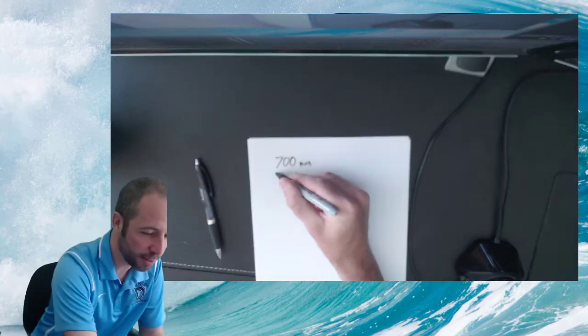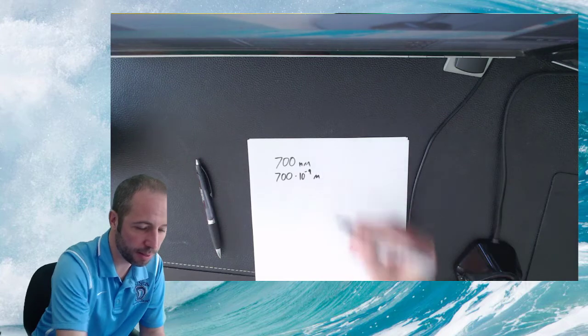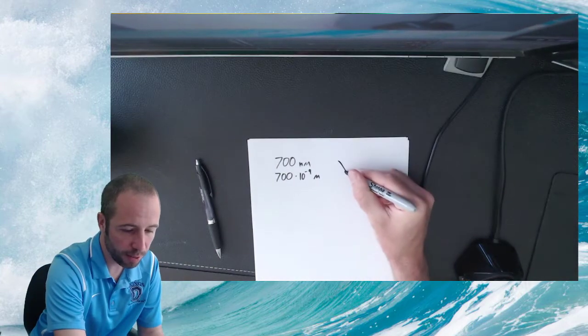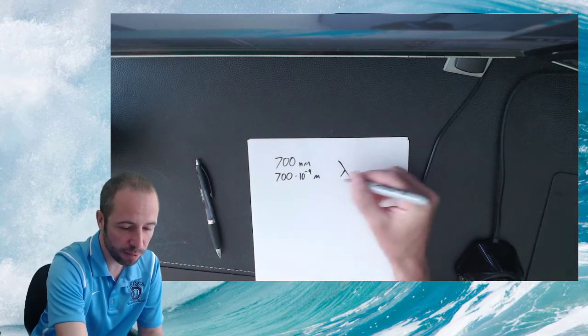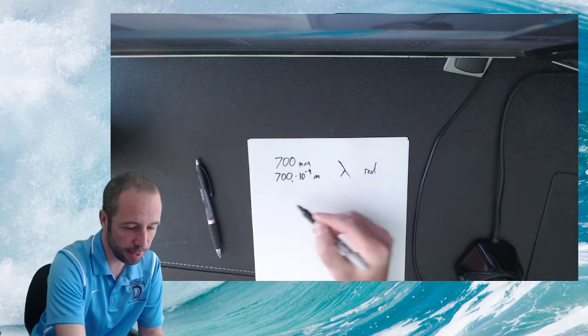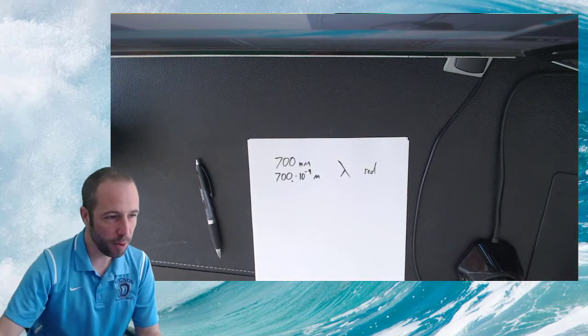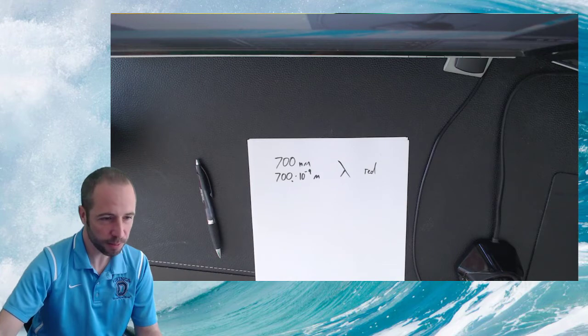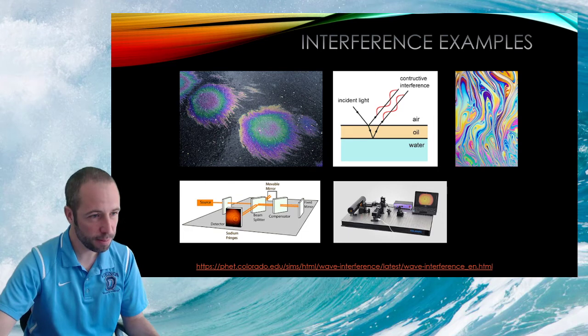Okay, so 700 nanometers. This is the wavelength. Our symbol for wavelength is lambda, that weird upside-down Y symbol. That's the wavelength of red light. And what we can do is use a red laser, and you can actually measure incredibly short distances by deliberately setting up whether this gets offset or not.